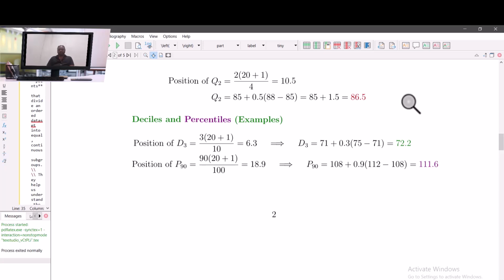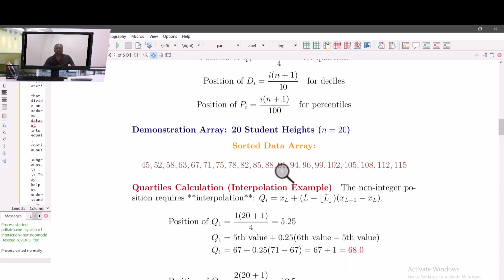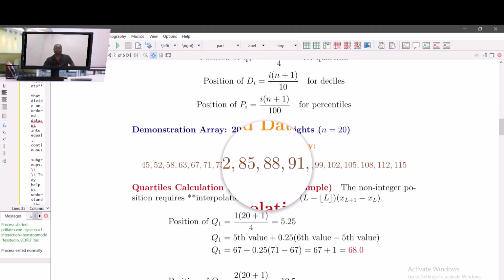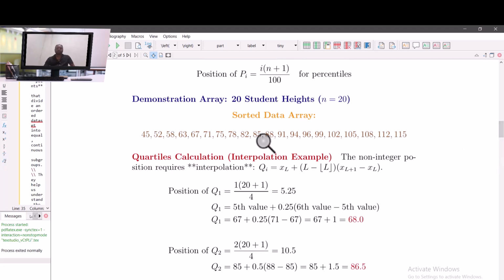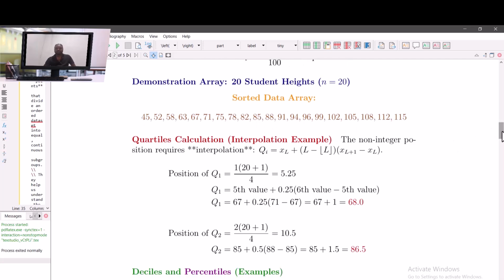The median of the series is 86.5, which lies in between 85 and 88. That value divides this array into two equal parts, where 50% of the students are below the median value and 50% of the students are above that value.